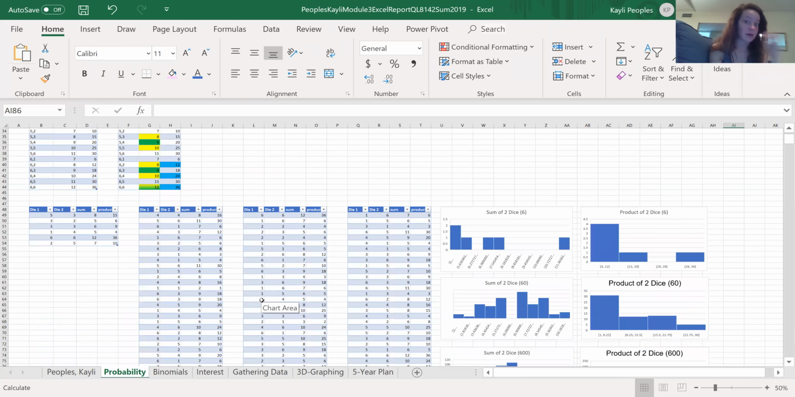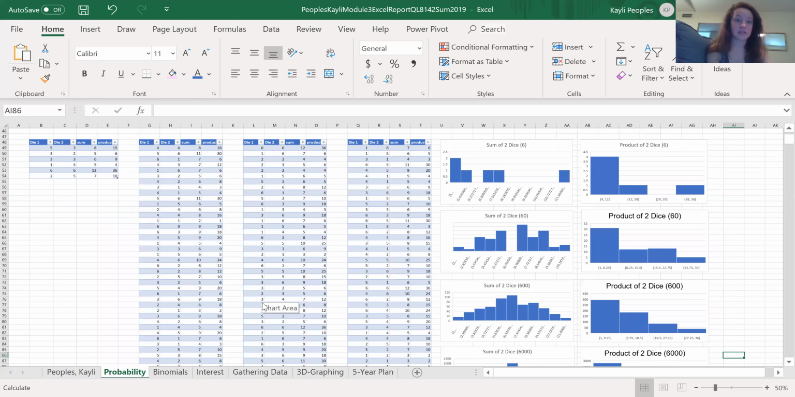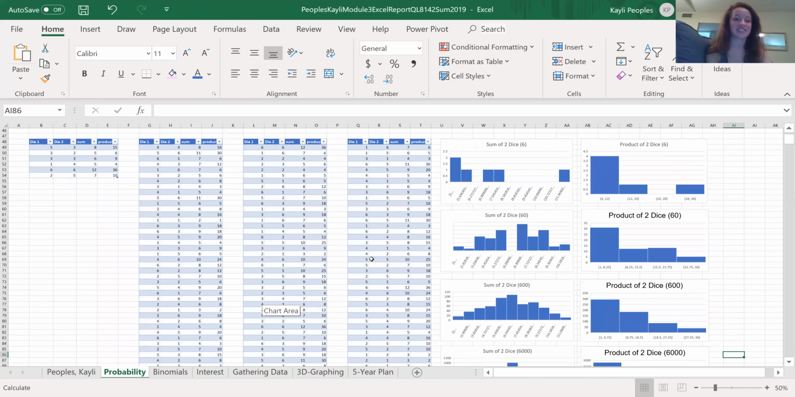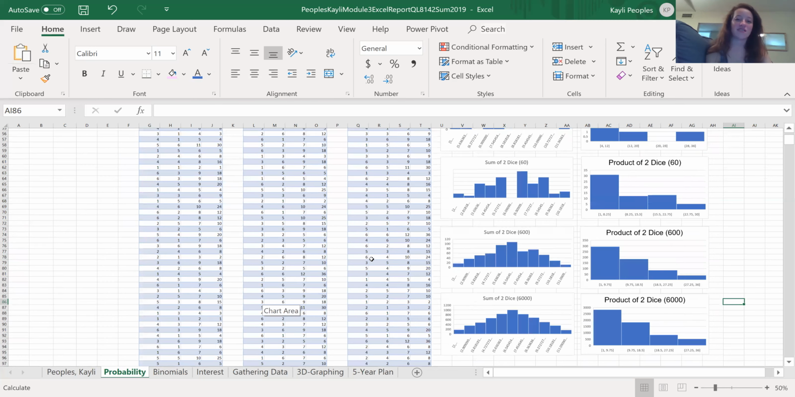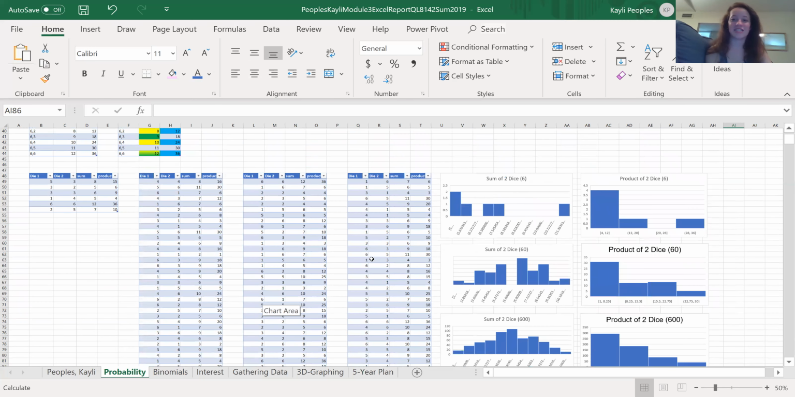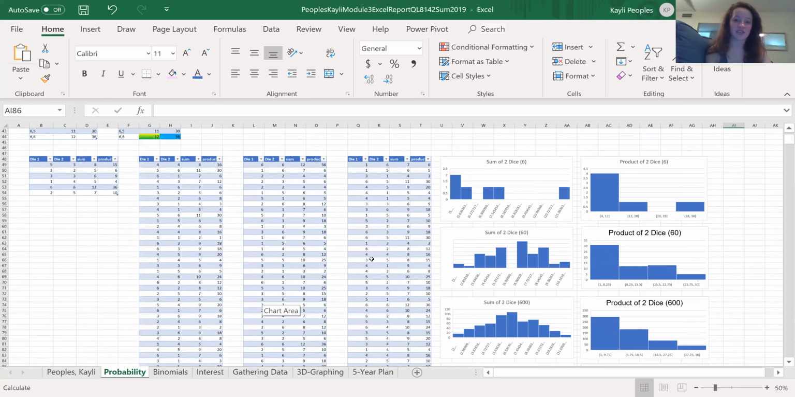And here's the empirical probability from randomly rolling two dice so many times. There's the box and whisker plots, the tables, the charts, all 6,000 rows. It's crazy, crazy stuff going on over here.